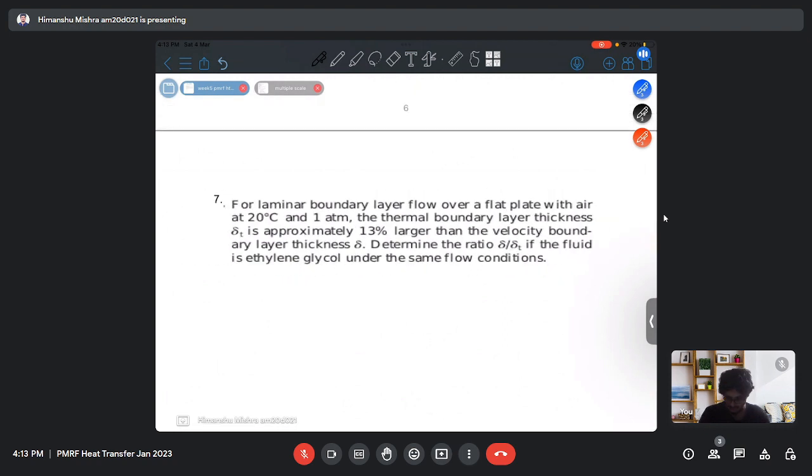So in the next question, we have a laminar boundary layer flow over a flat plate with air at 20 degrees Celsius and 1 atm. The thermal boundary layer thickness delta T is approximately 13% larger than the velocity boundary layer thickness delta, and we need to determine the ratio of both the boundary layer thickness if the fluid is ethylene glycol under the same flow condition.